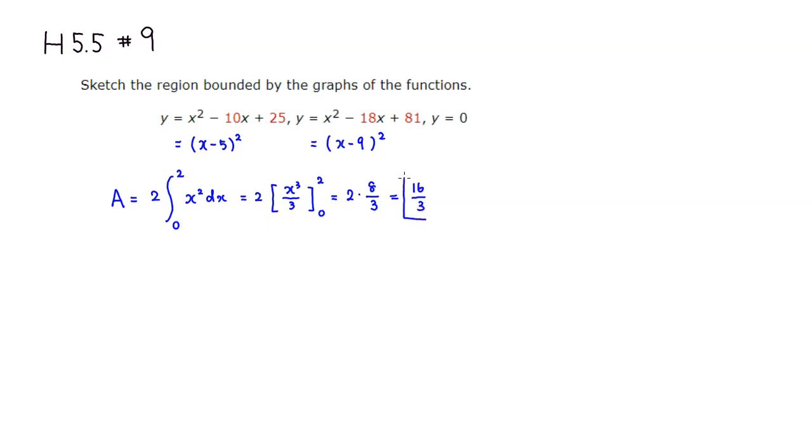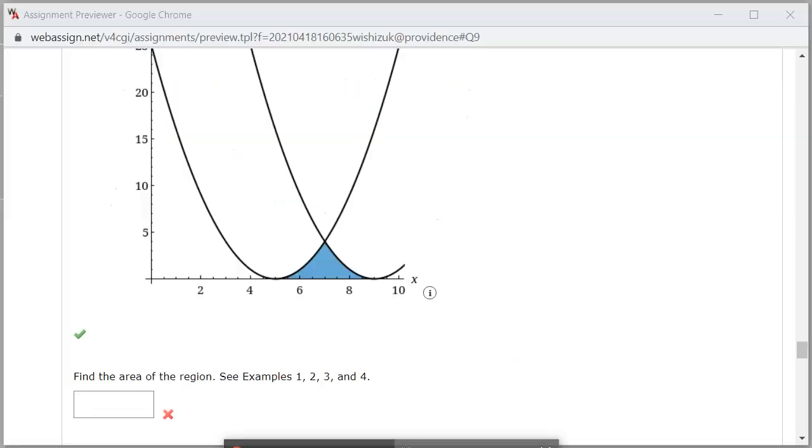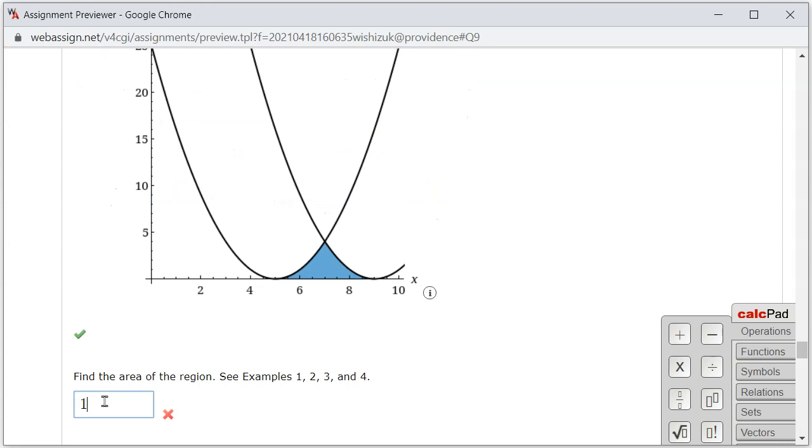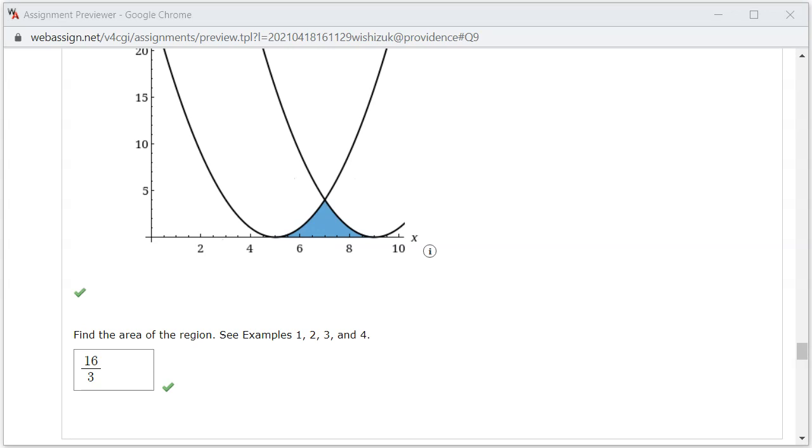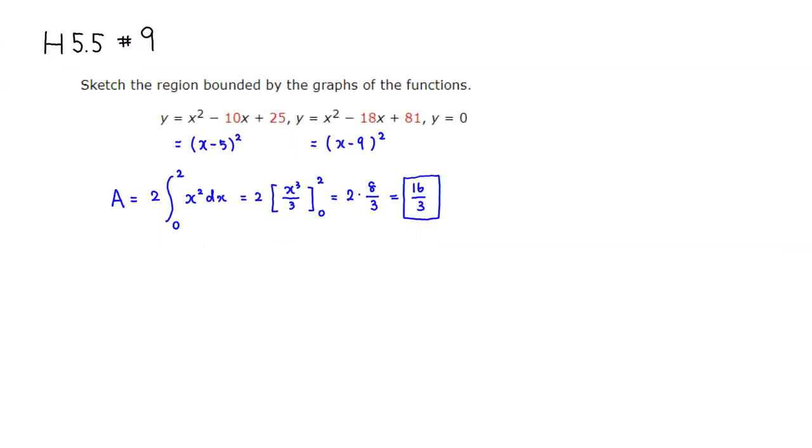So this is the area of the region, right? Let's type it in: we have 16 over 3. Let's check the answer. I came back and it looks like we got this one correctly. All right, that's it. I hope that this was clear.